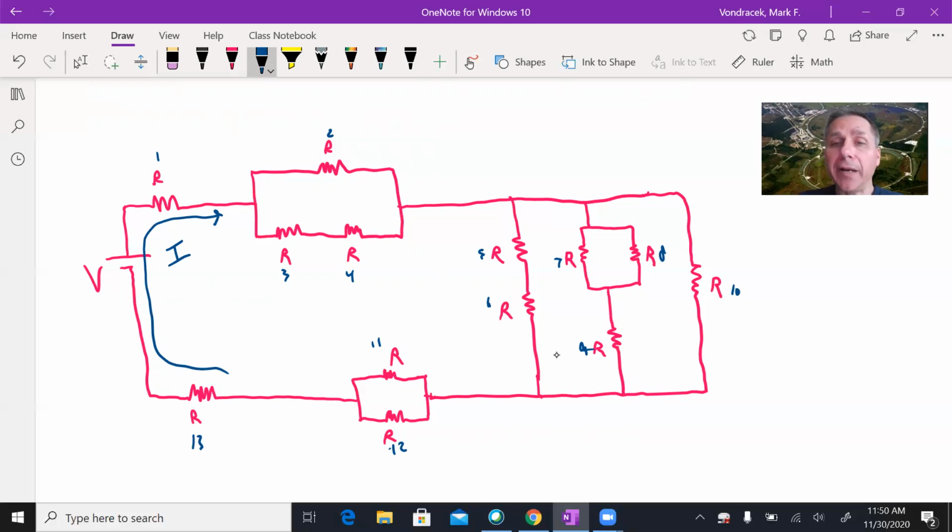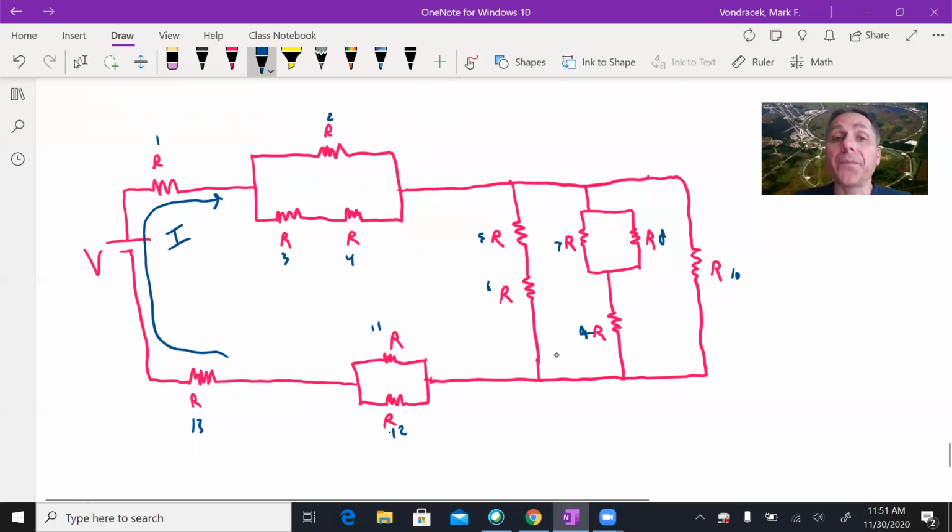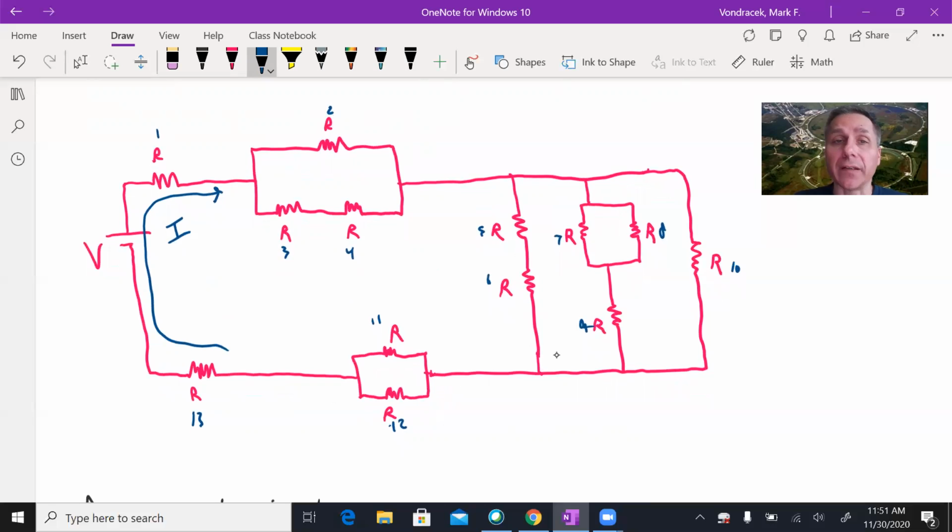All the others are on parallel sets. They're all on portions of the circuit where that current is going to get split into smaller pieces. How in the world can you figure out and compare all of these to each other to get the actual brightnesses? Well, we have to make use of all of our rules, basically.